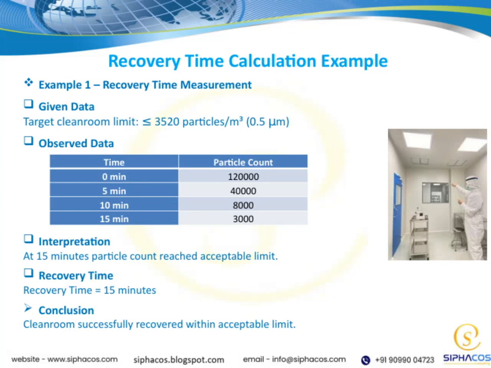Here, we see how the particle count dropped over time in the cleanroom. Starting at 120,000 particles, it steadily decreased until, at 15 minutes, it reached an acceptable level below the target limit of 3,520 particles per cubic meter. This means the cleanroom recovered successfully within the expected timeframe. The recovery time, 15 minutes, confirms the environment returned to safe conditions efficiently, meeting the cleanroom's strict standards.